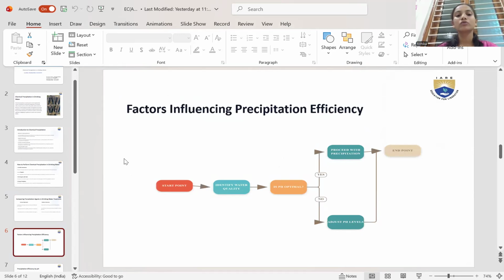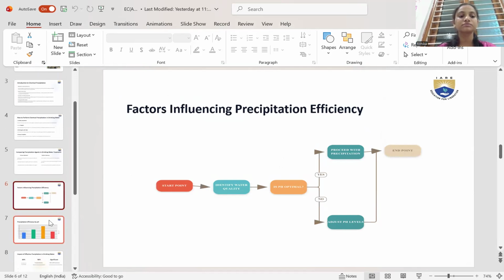We can see a flowchart of factors influencing precipitation efficiency. First, the start point: identify the water quality. Then test the pH. Then proceed with precipitation. Do not adjust the pH levels. Then the end point: it is treated.